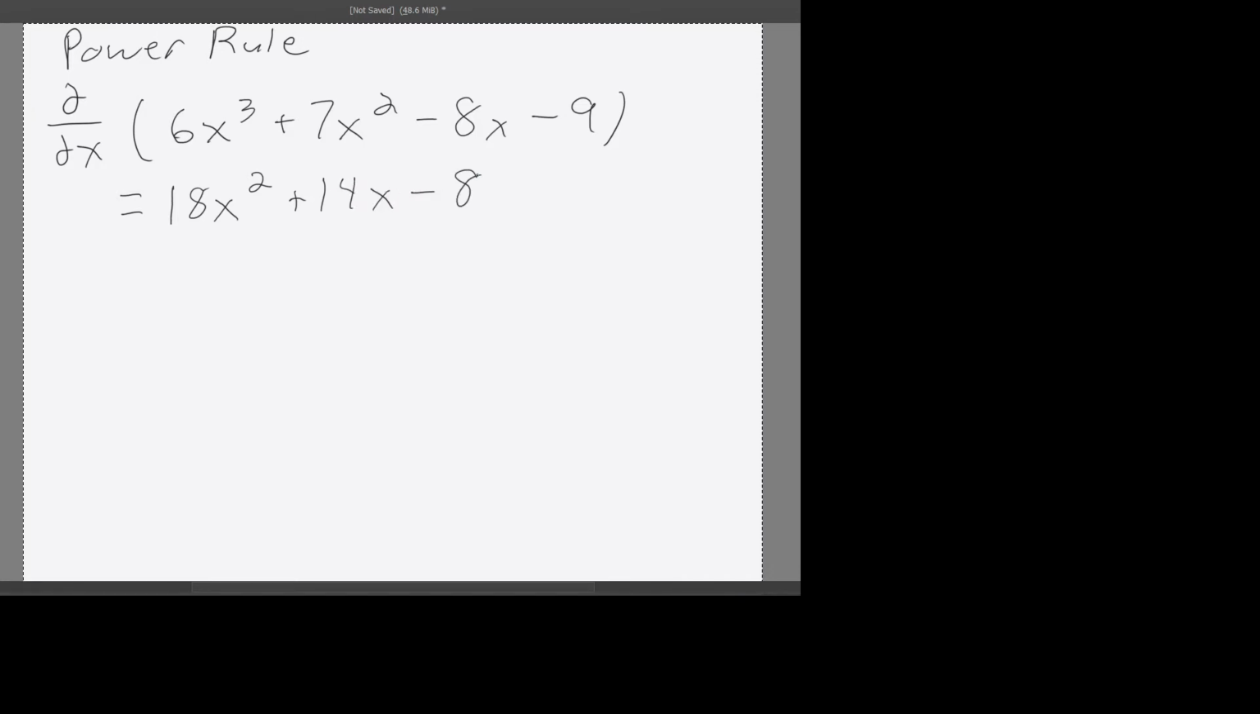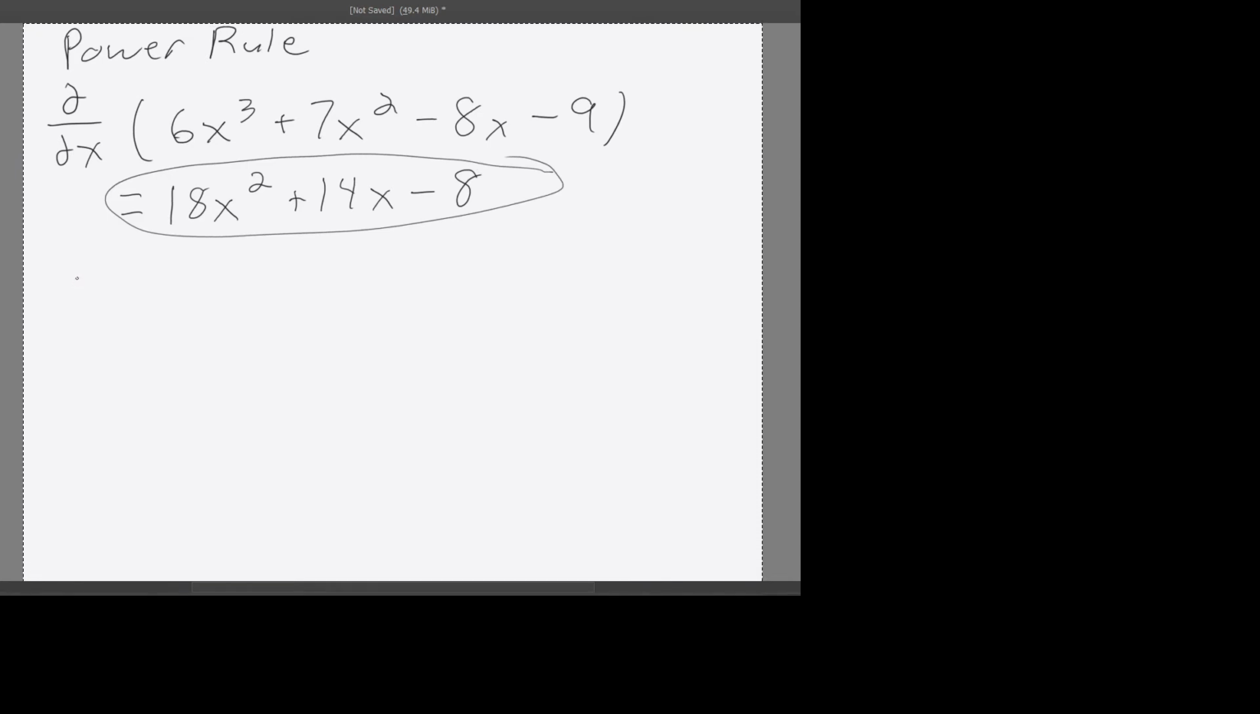And then one important thing to realize is when you're taking a derivative of a constant, it just disappears. So the derivative of minus 9 is nothing. So I actually have my final answer right here.